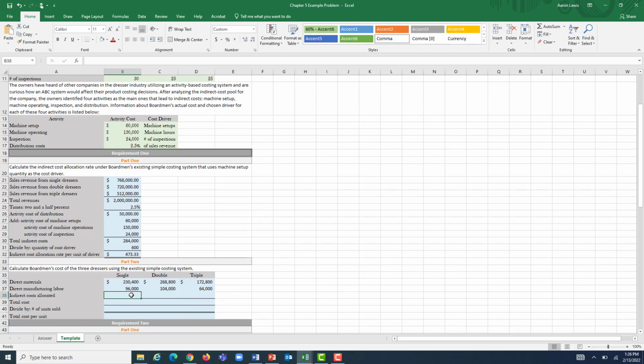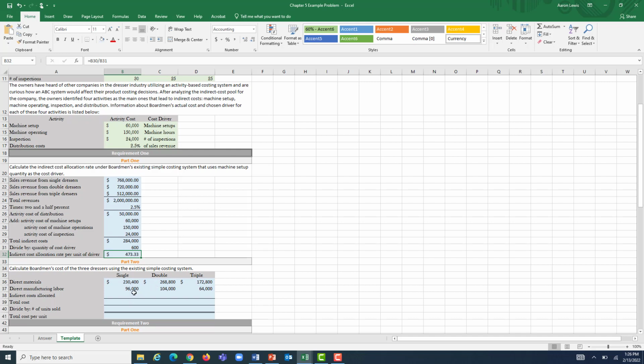For our third cost component, we need to allocate out all of those pooled costs in our indirect pool, or our manufacturing overhead pool, into the different dresser models. And thankfully, we've already figured out our predetermined overhead allocation rate. We are going to allocate overhead to these models at a rate of $473.33 for each machine setup a model takes.